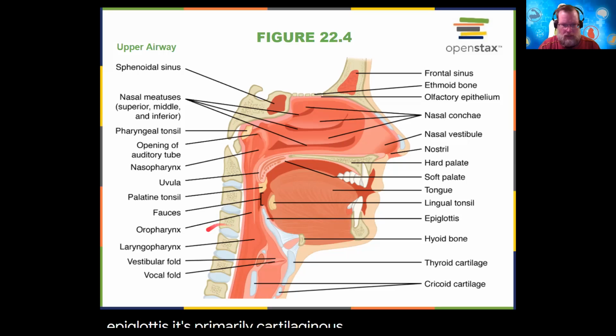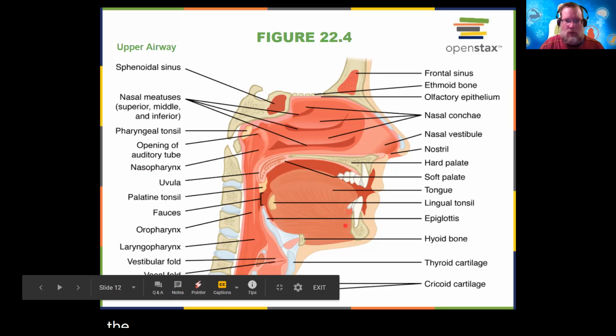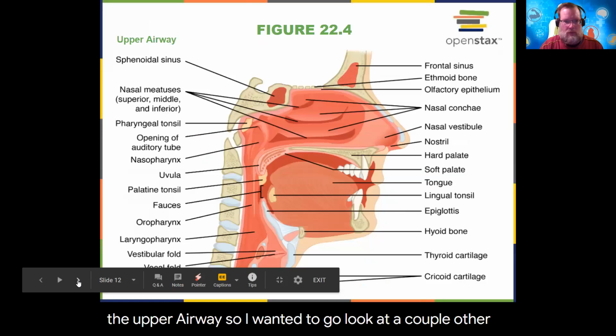Okay, and then the last thing we see on here is the vocal folds, the vocal cords. This is going to be the larynx, or the voice box. So again, this is the upper airway. So I wanted to go look at a couple other items.